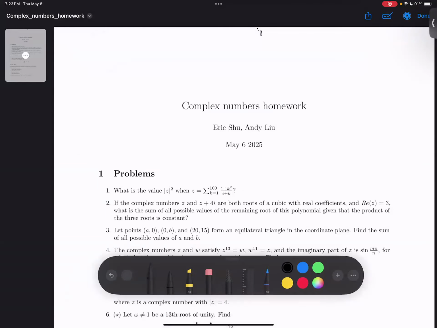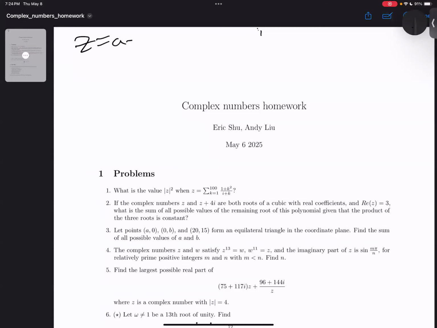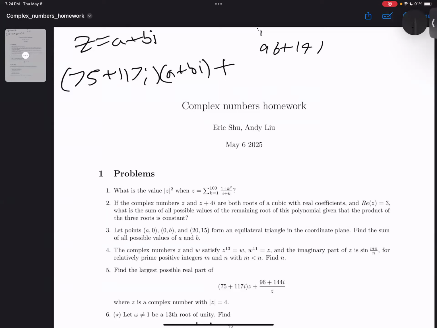So you could set z as a plus bi, and we get 75 plus 117i times a plus bi. We want to find the largest possible real part of this, given that the magnitude of z is equal to 4, so we have 16 is equal to a squared plus b squared. And since we only want the real part, we can ignore the terms that are imaginary at the end. So we can just have 75a minus 117b for this part.